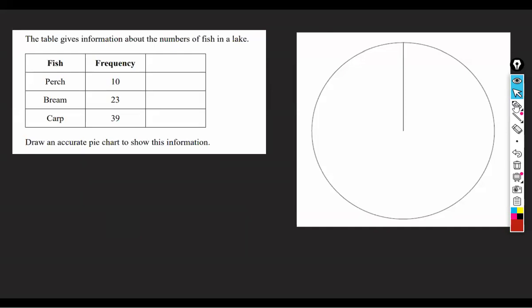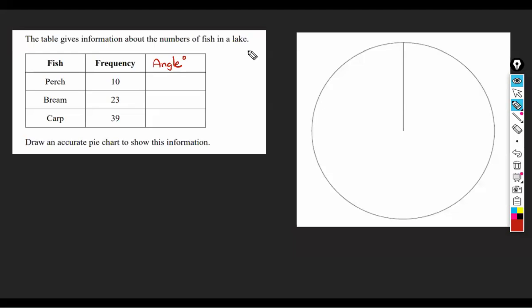Now, what's going to happen? Each fish is going to take up a certain amount of degrees or a certain angle on the pie chart. So let me just put the word angle here. A-N-G-L-E. I always mix up angle and angel. So here is supposed to be the angle.